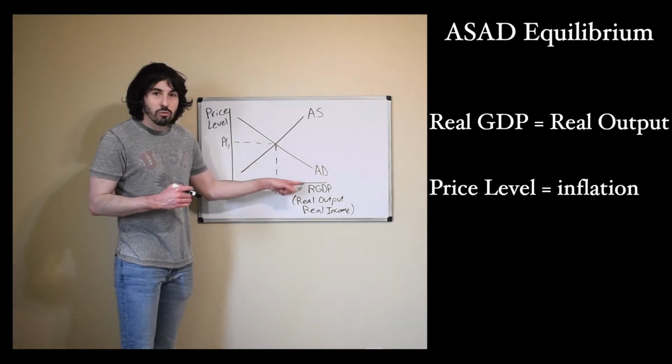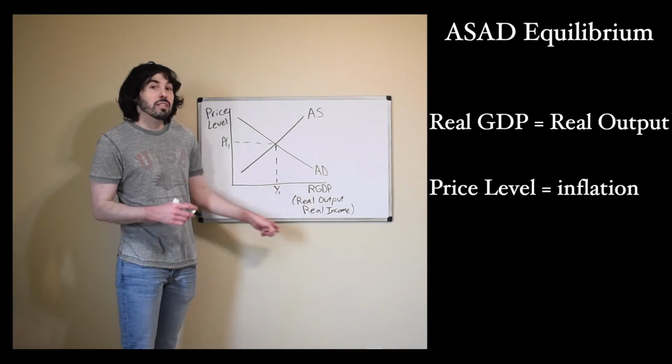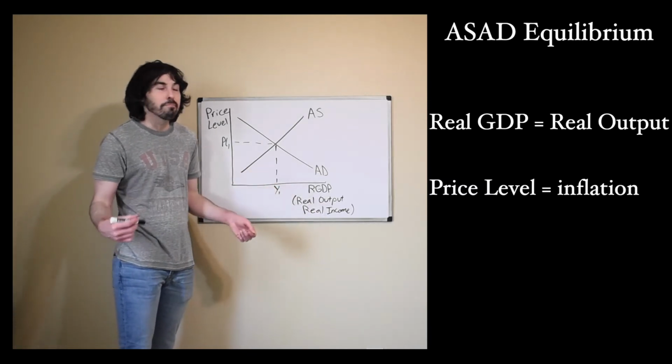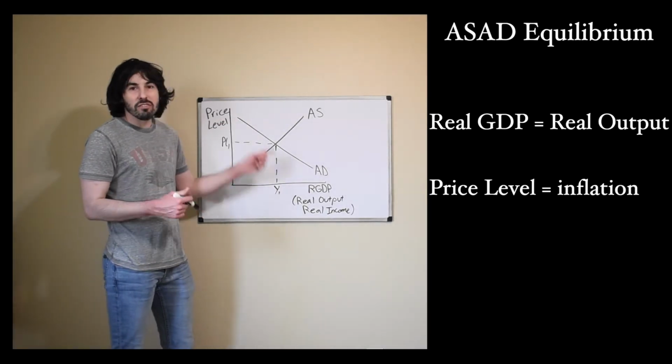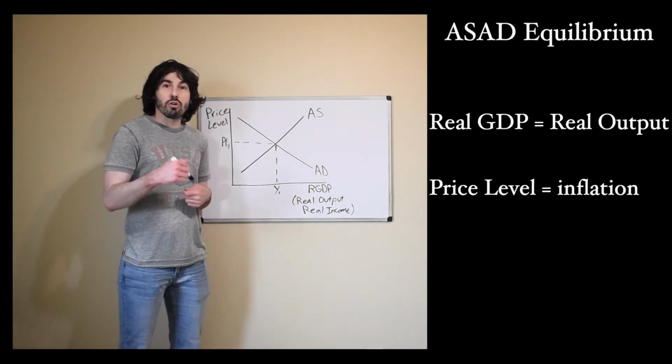On our x-axis, we're going to be looking at real GDP. Sometimes you're going to see that as real output, and sometimes you'll also see that described as real income or real national income. And then on our y-axis, we're going to have the price level. And remember that that's a measurement of inflation. So as the price level is increasing, inflation is increasing and prices are going up.